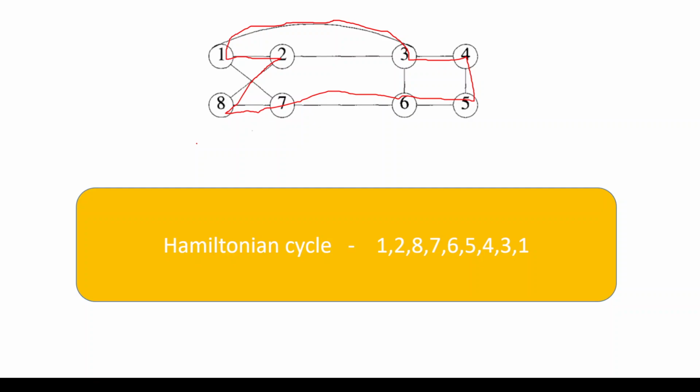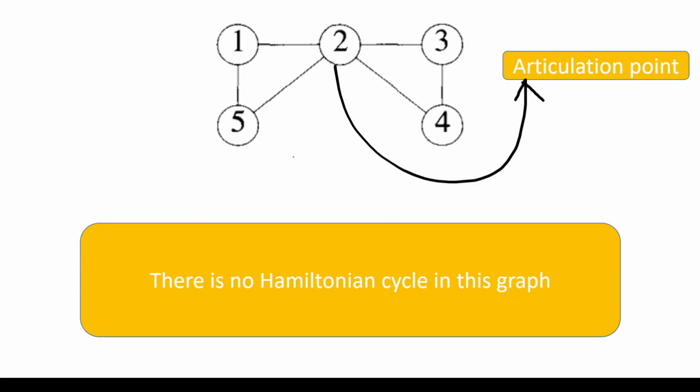We'll see two more examples to see whether there are Hamiltonian cycles in the graph. Now if you see this graph, if I start from 1, go to 2 and go to 3, then visit 4, I have to come back to 2 because in this case 2 is a connecting point between the two sections of the graph. This connecting point we call an articulation point. So if there is a graph wherein there is an articulation point, it cannot have a Hamiltonian cycle.